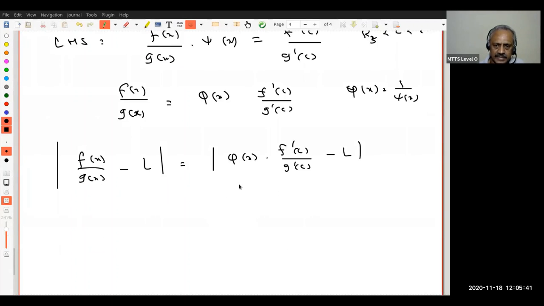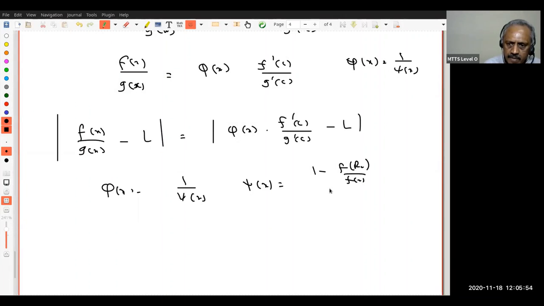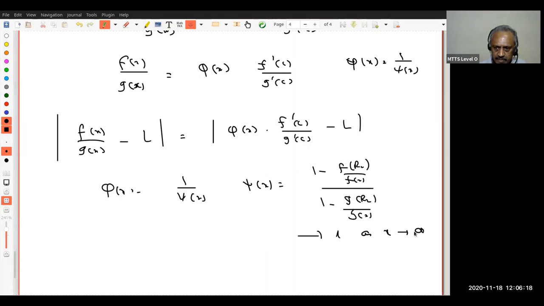Okay, that's all I have to look at. Now let us again look at phi of x. I should have said it earlier, but phi of x is 1 by psi of x. And what is psi of x? Psi of x is 1 minus f of R2 by f of x, over 1 minus g of R2 by g of x. Now what do I know? As I said in the motivation, f of R2 by f of x, as x tends to infinity, goes to 0, because this is a finite number and f of x goes to infinity. Therefore, the numerator goes to 1, denominator goes to 1. Therefore, by algebra of finite limits, this goes to 1 as x goes to infinity.